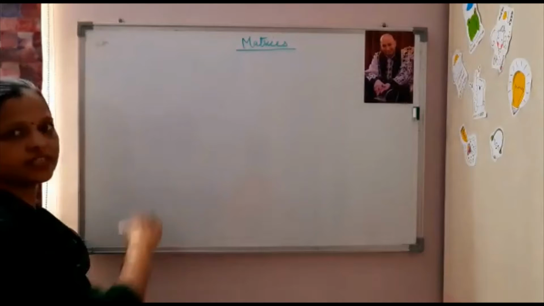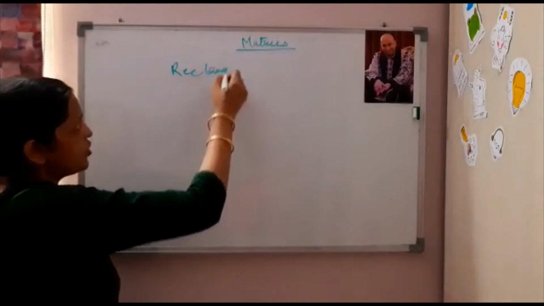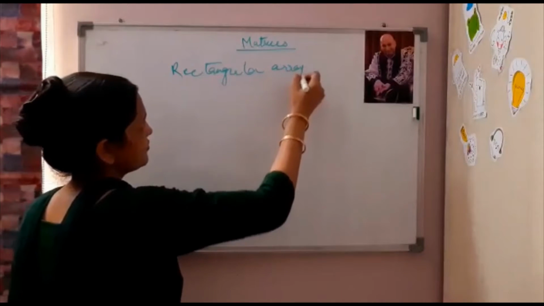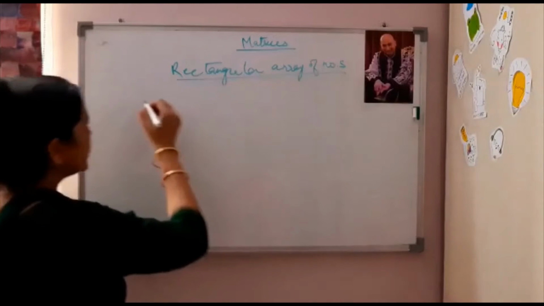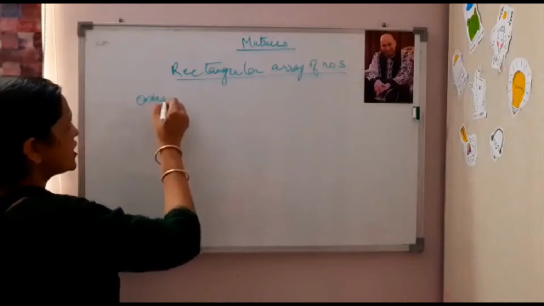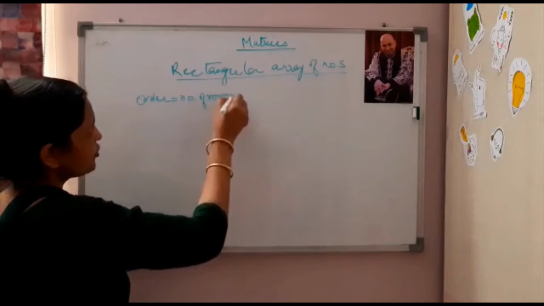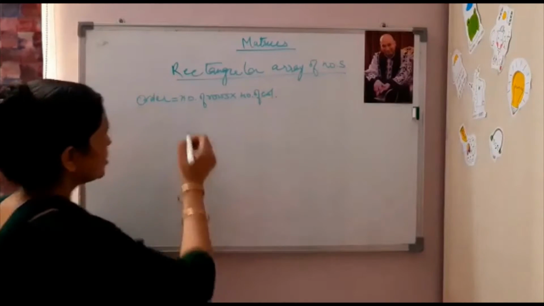Today I'll teach you a topic of 12th Maths, that is matrices part 1. Matrices, that is a rectangular array of numbers. This is called a rectangular array of numbers. In this case, one thing is the order, that is the number of rows into number of columns. Now how can we define the number of rows and number of columns?